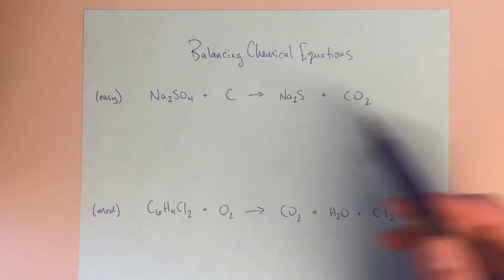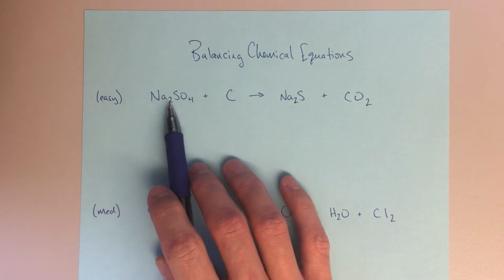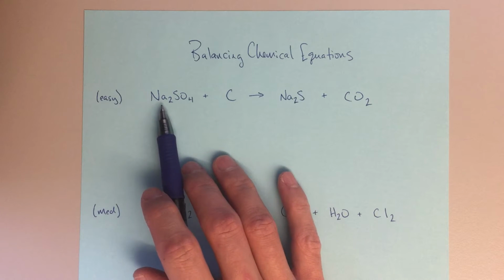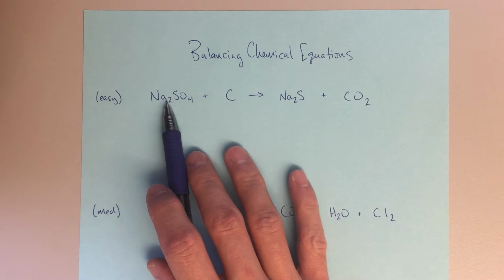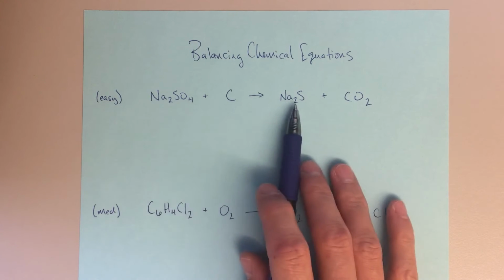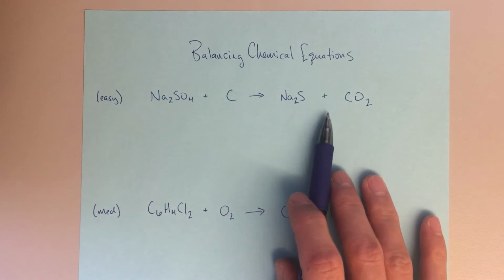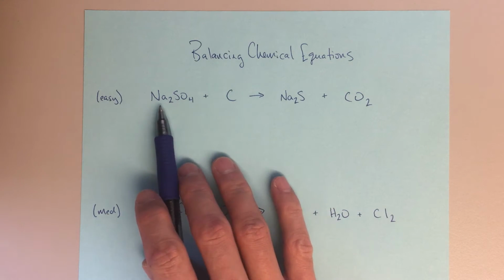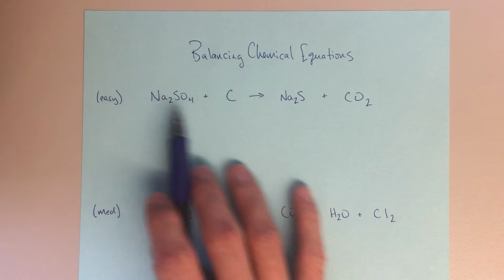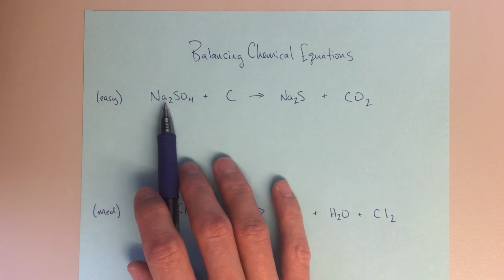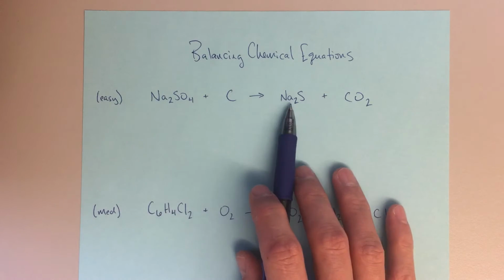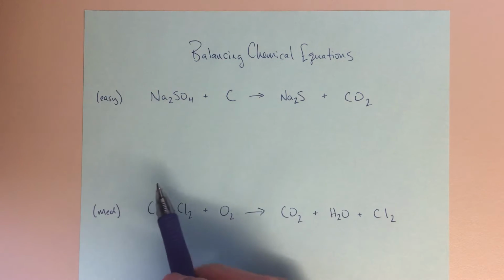The first thing I'm going to do is start on the left-hand side and say, okay, I've got a sodium atom here. So how many sodium atoms do I have, and where do I see sodium atoms elsewhere in the chemical equation? Right away I notice I see a sodium atom here and a sodium atom here. So is it balanced? Yes, I've got 2 sodium atoms here, 2 sodium atoms here. So that seems like a good start.